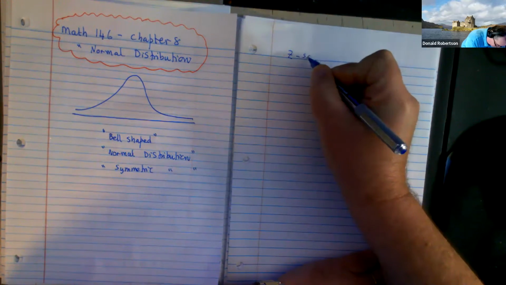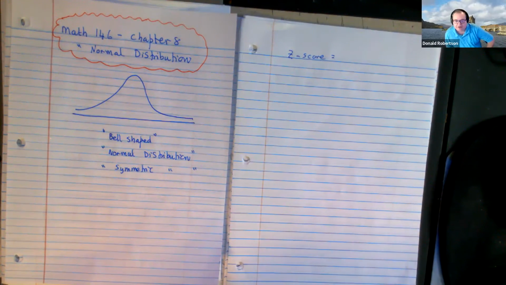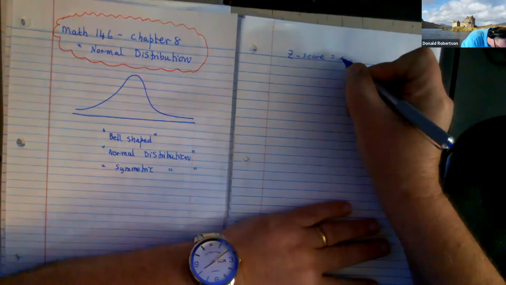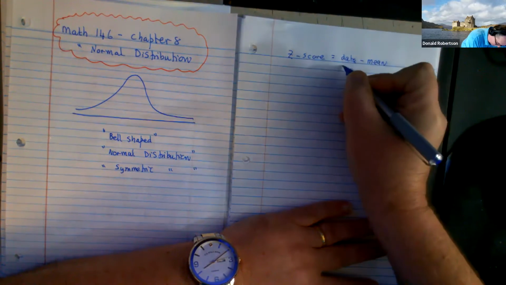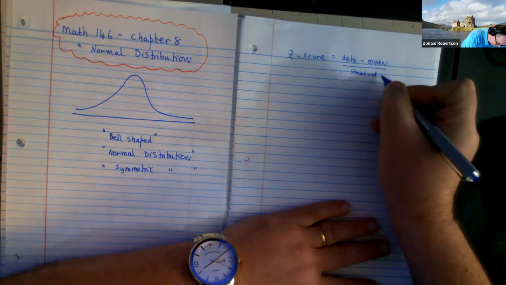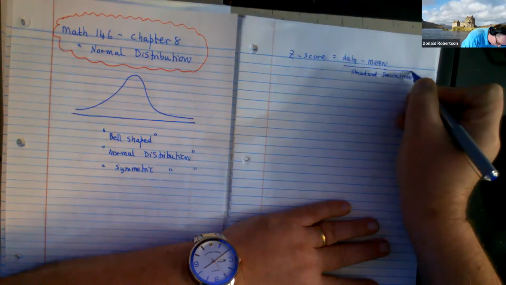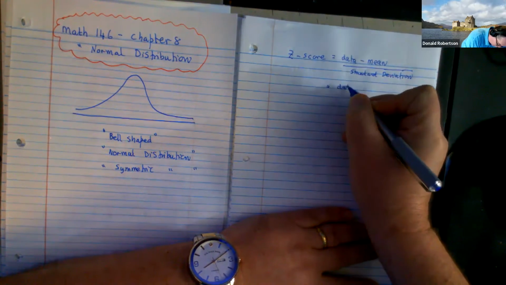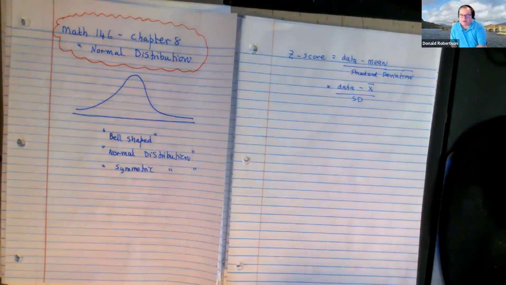Another thing that we have mentioned is a thing called the Z-score, or its full title is the standardized Z-score. And it had a formula that looked something like this. The data, take away the mean, divided by standard deviation. If you want to write it with a little bit less words, data, take away the mean, because that symbol means the mean, and SD for standard deviation.